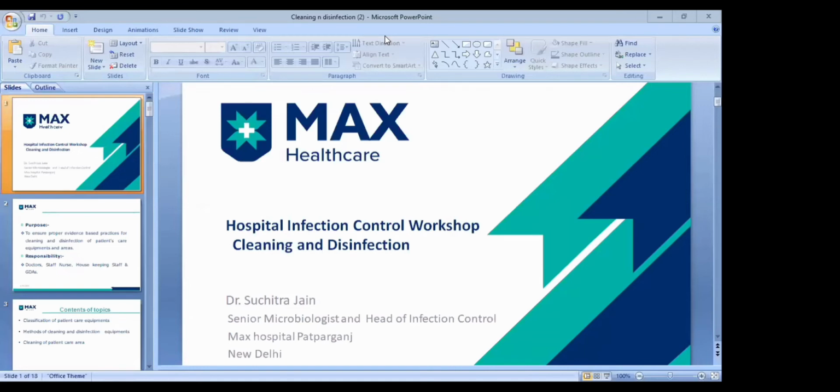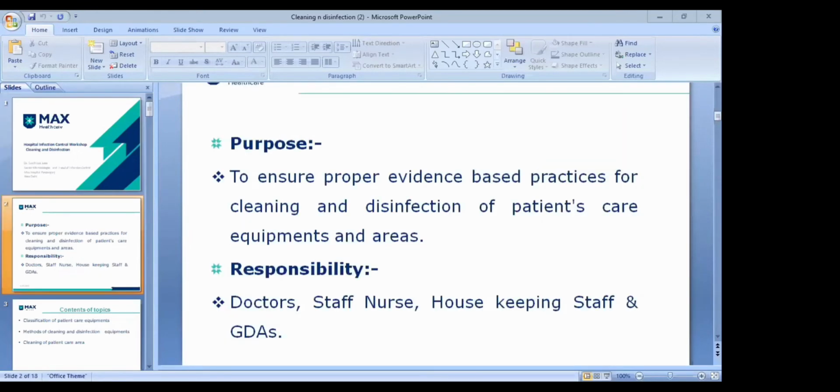So the purpose here is to ensure the proper evidence-based practices of cleaning and disinfection for patient care equipment in the patient area. Whenever we make a policy of cleaning and disinfection, the classification of patient care equipment should be there. Whenever we are trying to make a policy of cleaning and disinfection, we try in 3 ways.